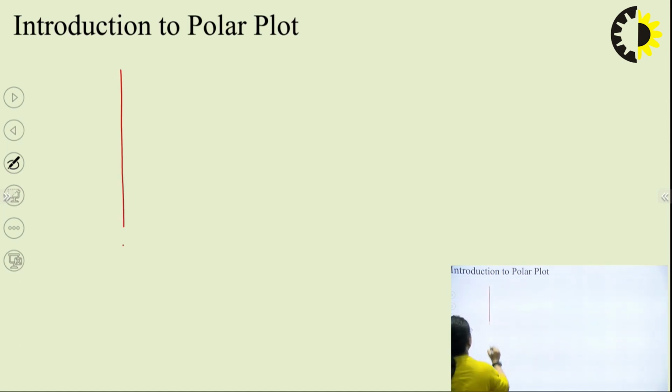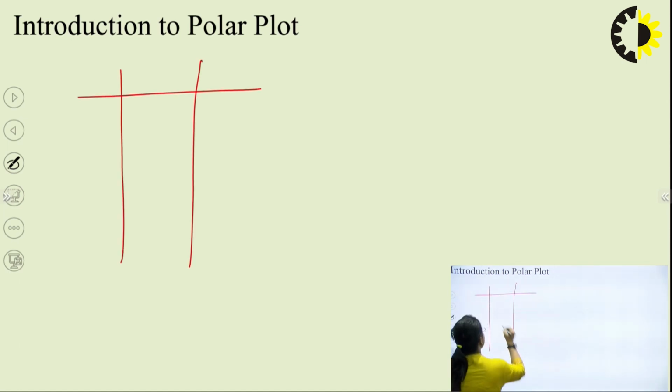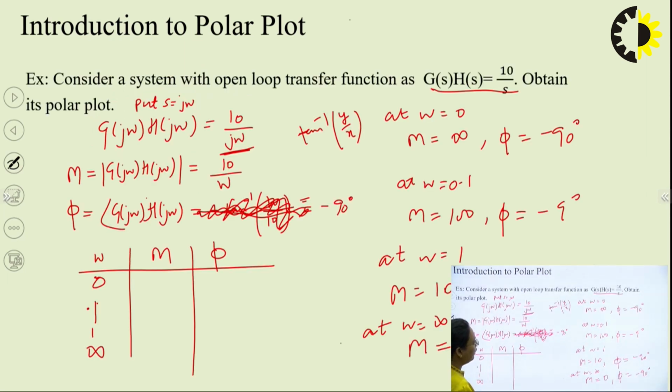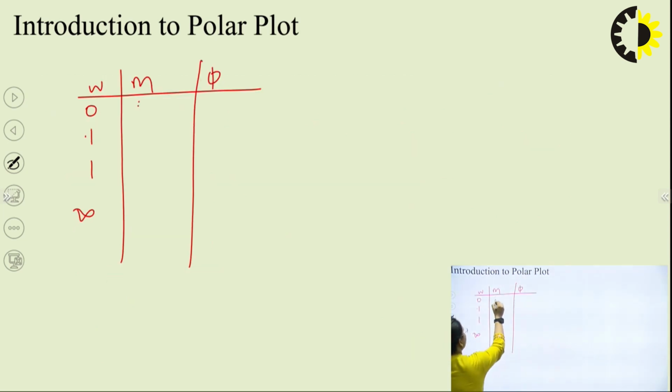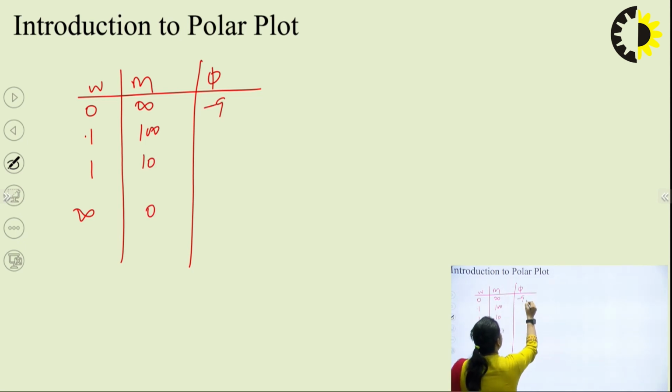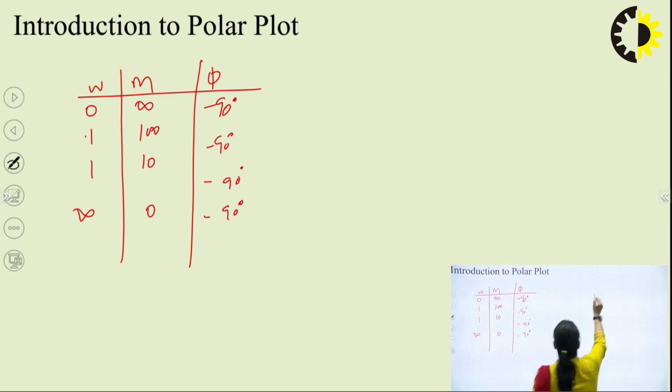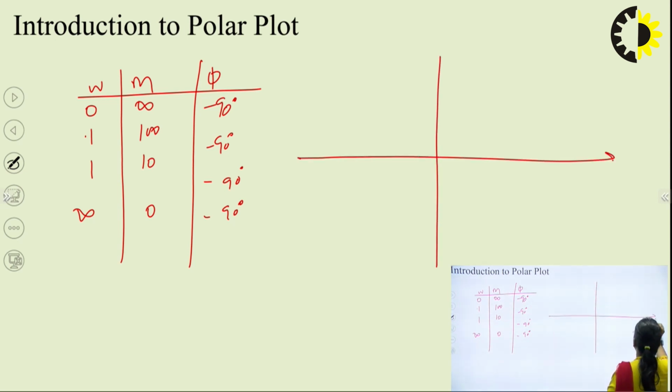So let me write the values here so that I can easily plot the polar plot. I have taken the values at 0.1, then at 1, and at infinity. The magnitude is infinity, 100, 10 and 0, and the angle is always minus 90 degrees in all the cases. Now I can plot the polar plot.